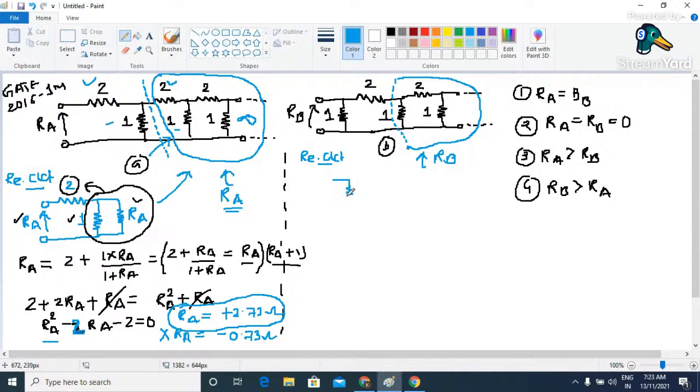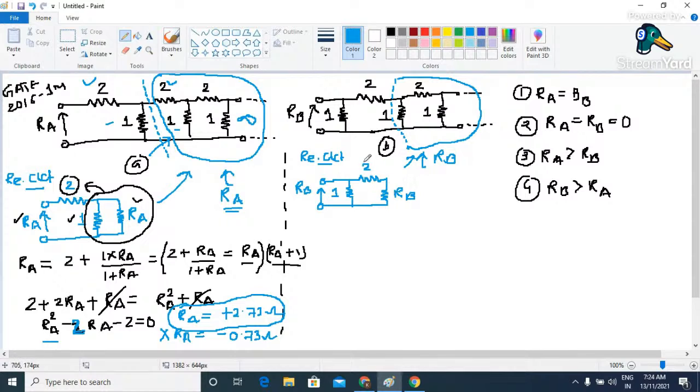So here we have a resistor of value 1 ohm. Then somewhere over here we have again a resistor of value 2 ohm, and this particular configuration is going to be replaced by the resistor which is nothing but RB. And here we have the effective resistor indicated by the symbol again RB. This is very important.